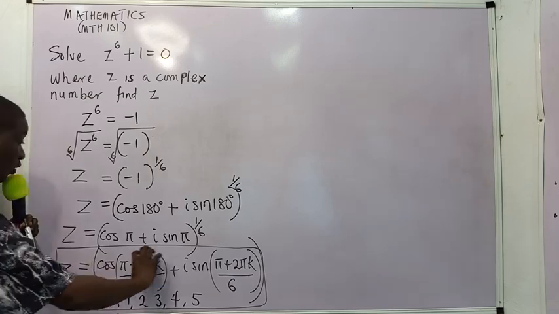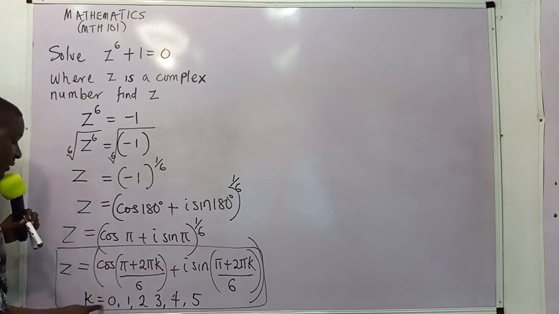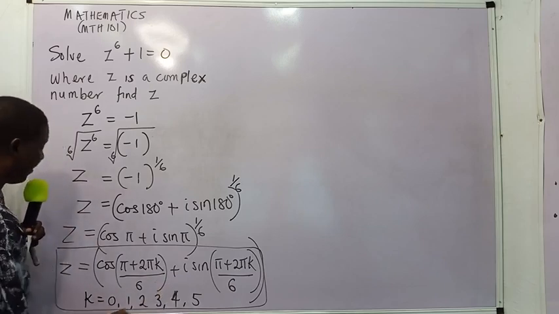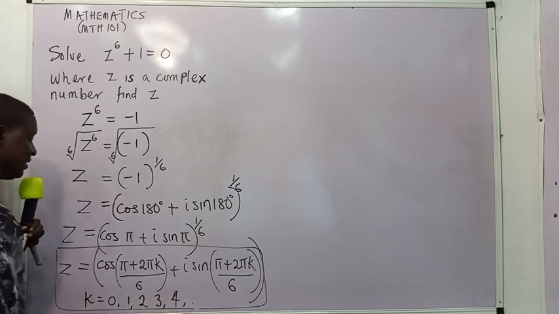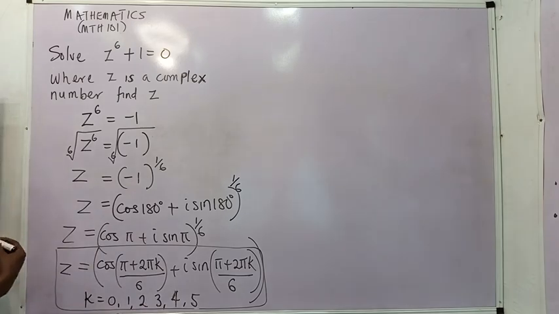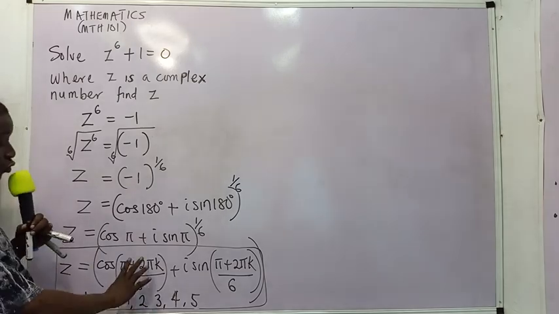So our z is equal to this, taking its value from 0 to 5. But if you see the answer like this and stop like this, it's wrong. So in that case, take note of this.